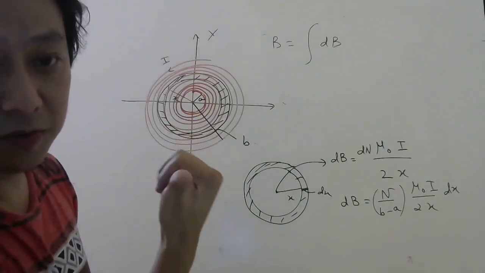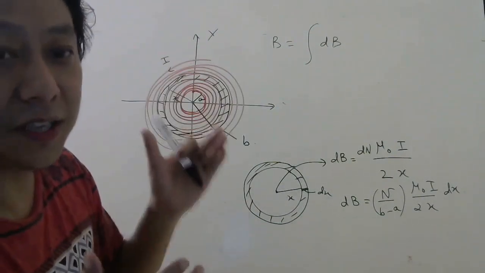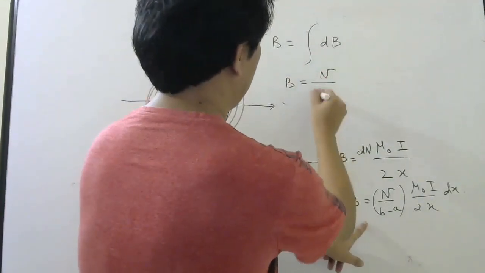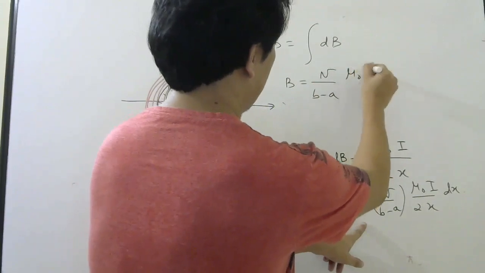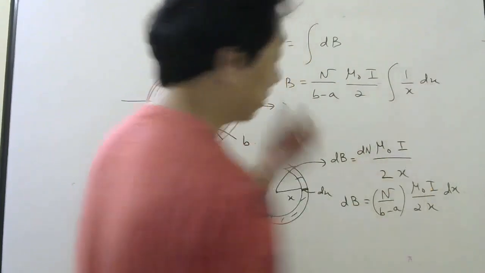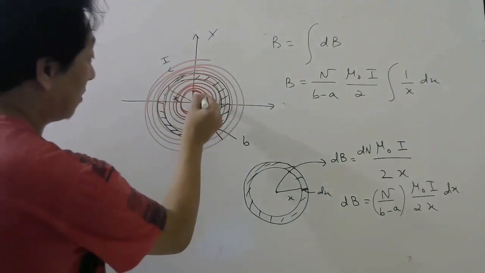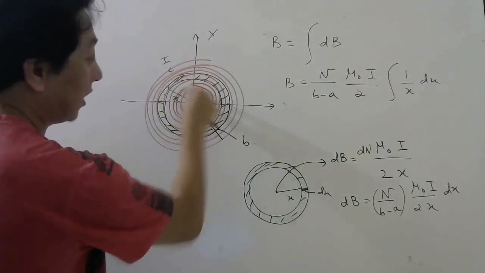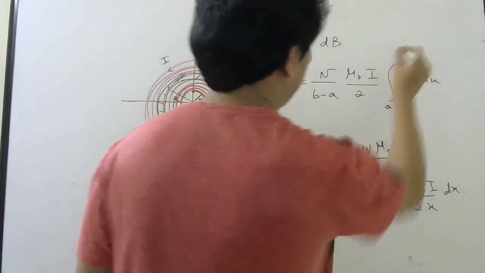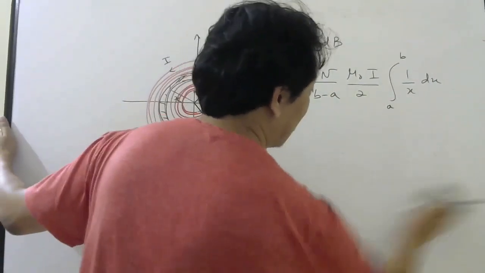So since all the magnetic fields due to different rings of this spiral are in the same direction, we can just add. So the constants you take outside: n by b minus a, mu naught outside, I outside, 2 outside, integral of 1 by x dx. Now from where to where? Remember, not from 0 because the spiral starts from radius a. So when I am here, if I draw a ring, radius will be a. And when I am here, if I draw the ring, radius will be b. So from a to b. Now what is the integration of 1 by x dx?